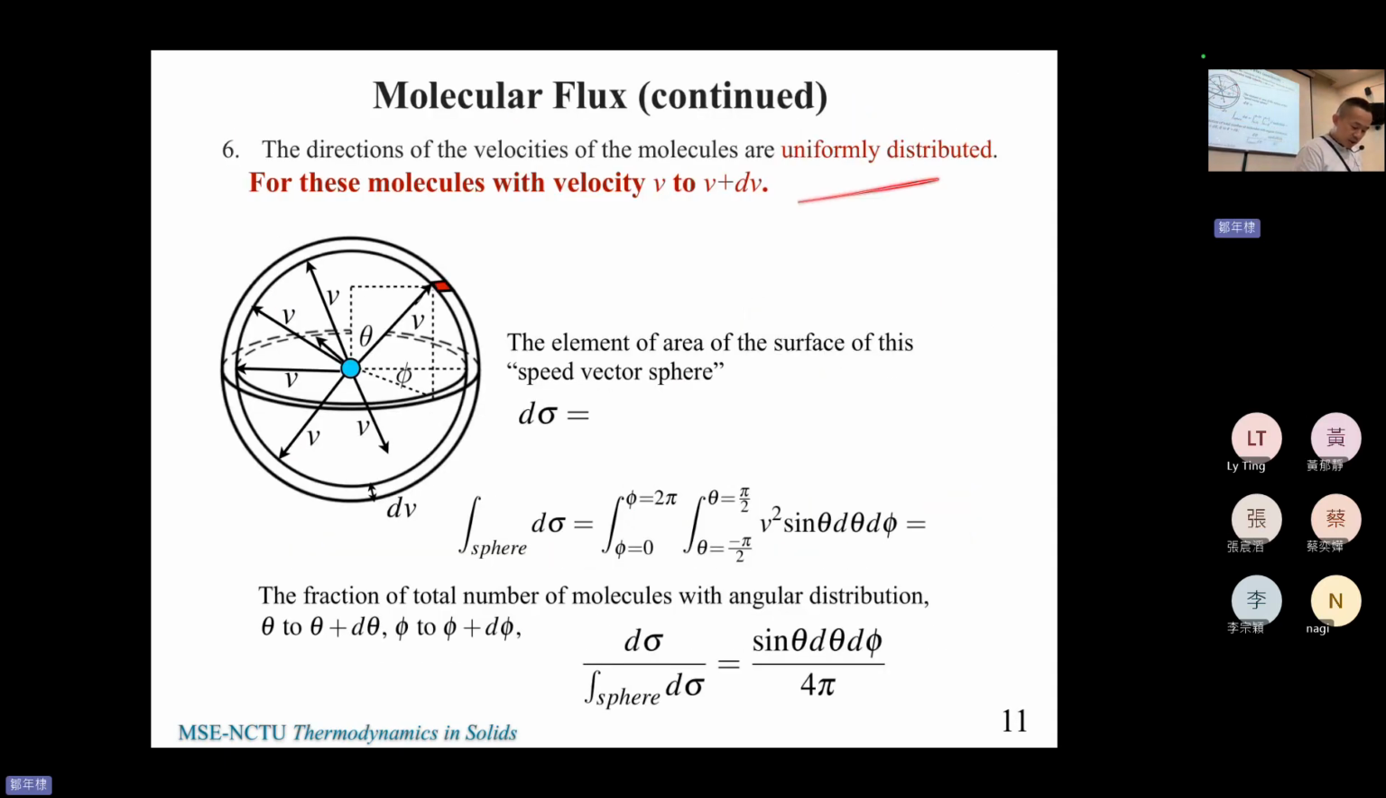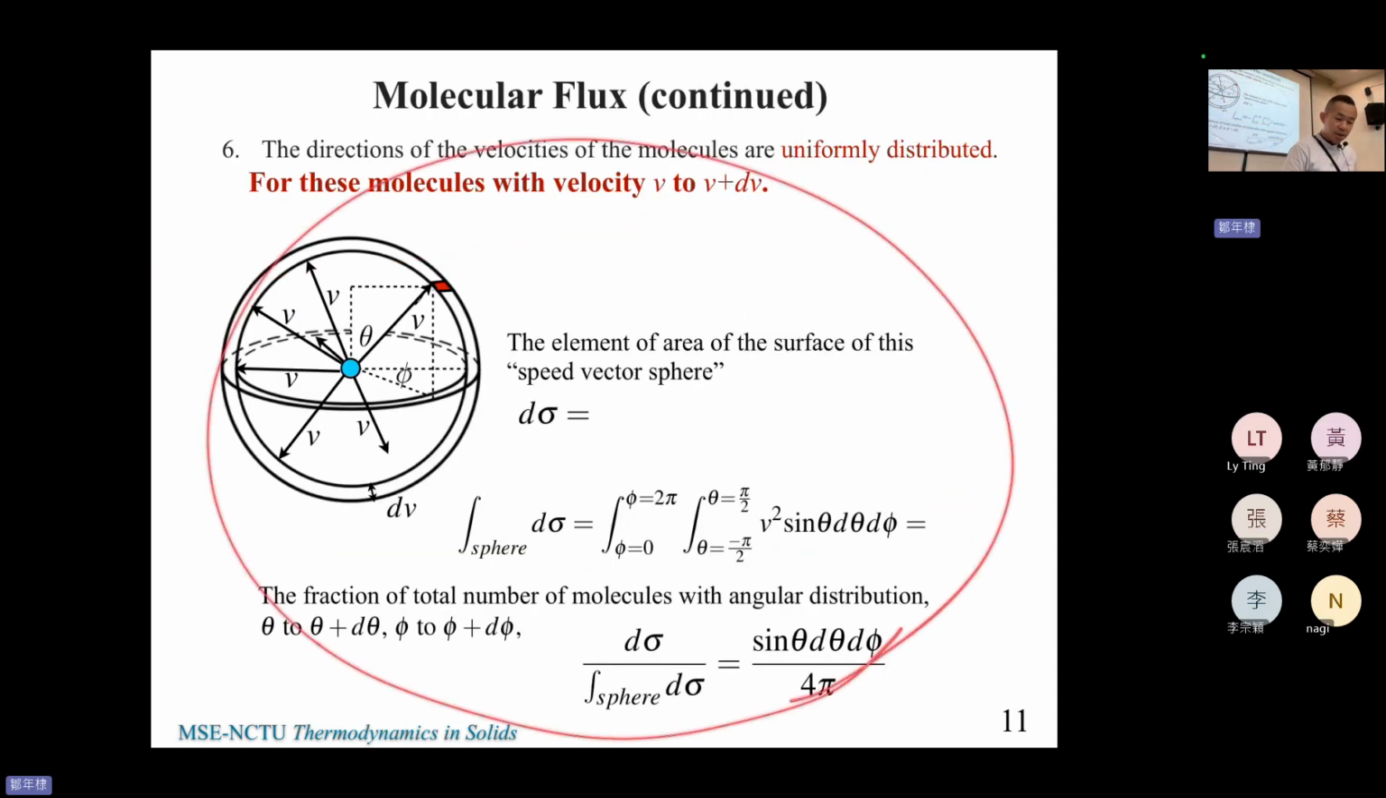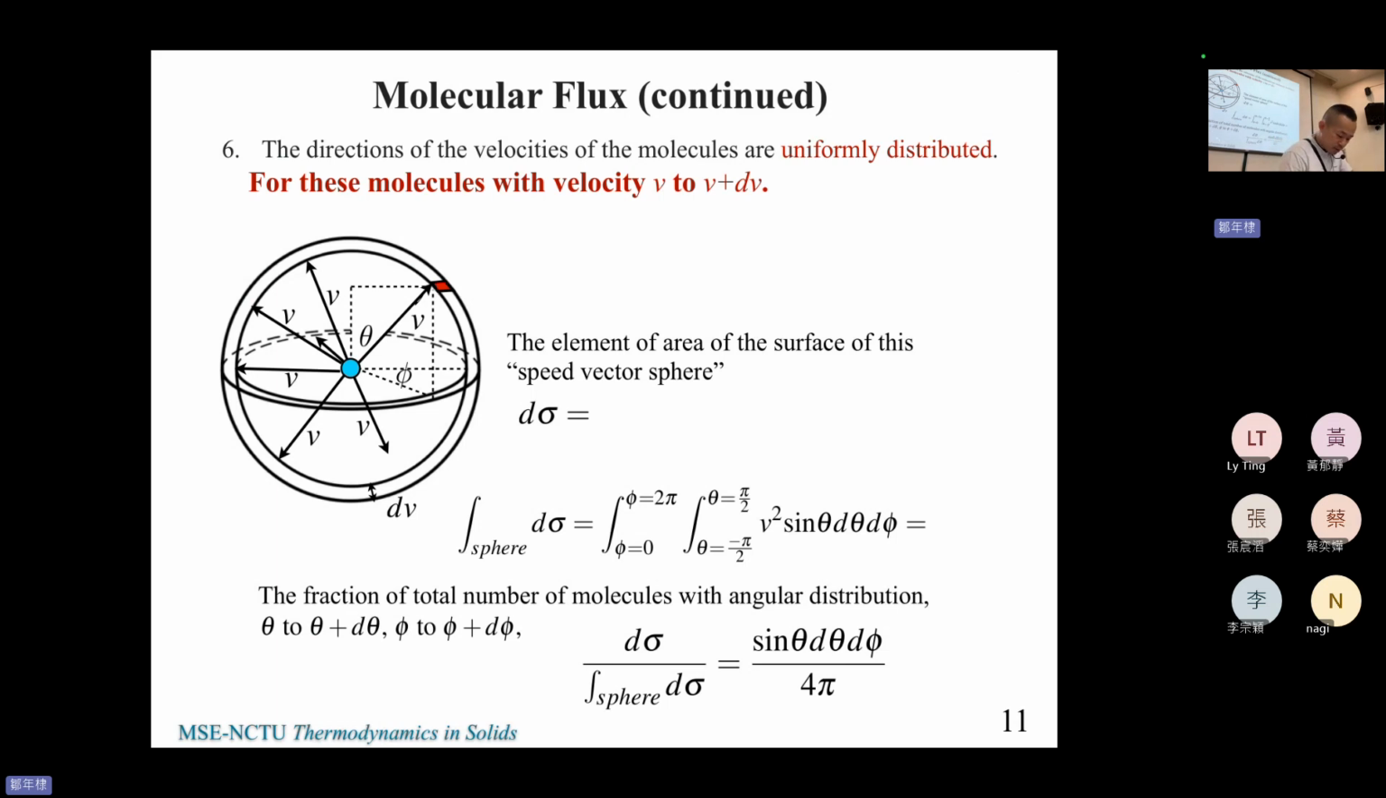So this is that question mark. Okay, we are going to determine this question mark. But how? Okay, remember the sixth assumption. Directions of the velocity are uniformly distributed for these molecules with velocity between v and v plus dv.